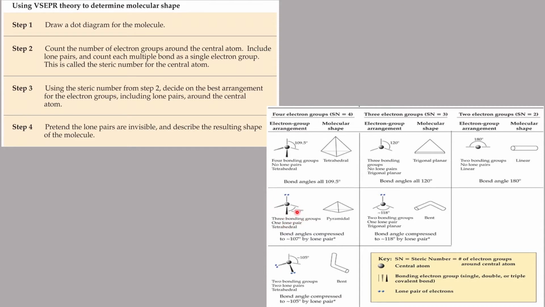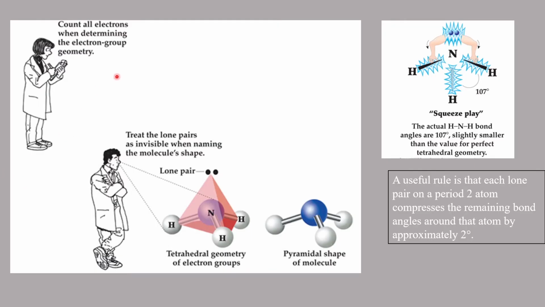So electron group geometry will still be tetrahedral, but the molecular shape will be pyramidal because we are ignoring this lone pair. Okay, so we count all the electrons when we are determining the electron group geometry, but we treat lone pairs as invisible when naming the molecular shape. So here I have ammonia with 3 bonding groups, 3 bonds with nitrogen: hydrogen, nitrogen, hydrogen, and nitrogen, hydrogen, and 1 lone pair. So we will ignore this lone pair and this bottom part looks like a pyramidal shape.